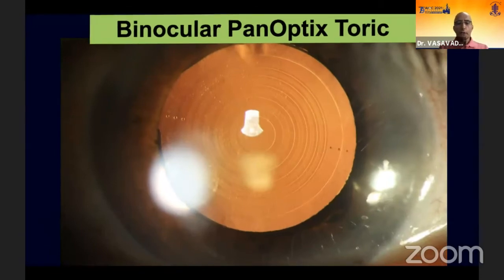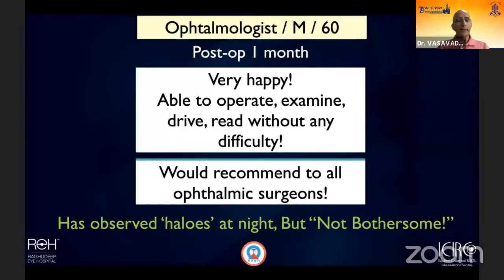We always wait 3 weeks between the first and second eye. We want to see the refractive outcome, whether any macular edema is developing, and so on. So we usually wait for 2 to 3 weeks before we operate on the other eye. And he was very happy. And he keeps telling us now from where he is that he's able to examine, operate, drive, everything.